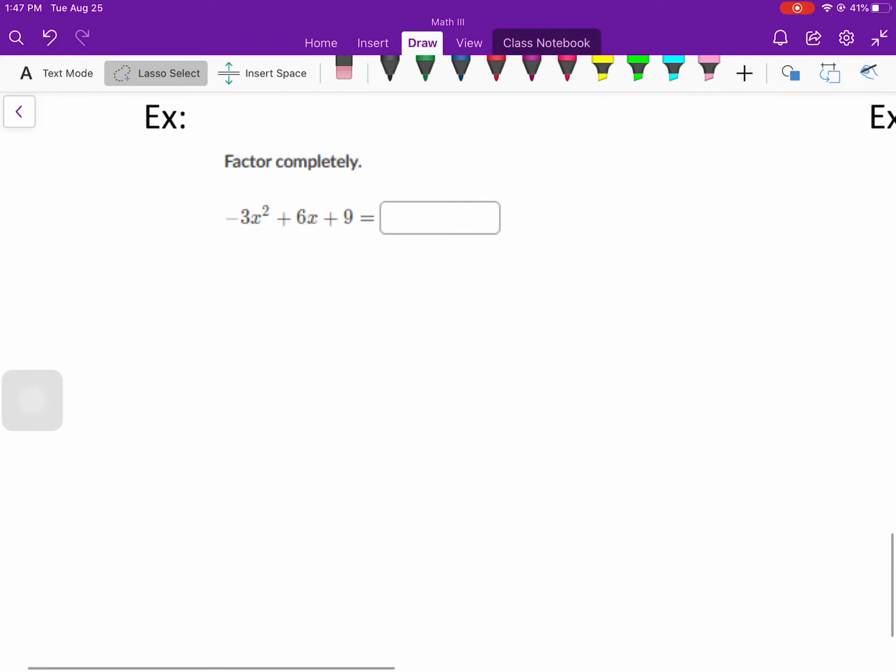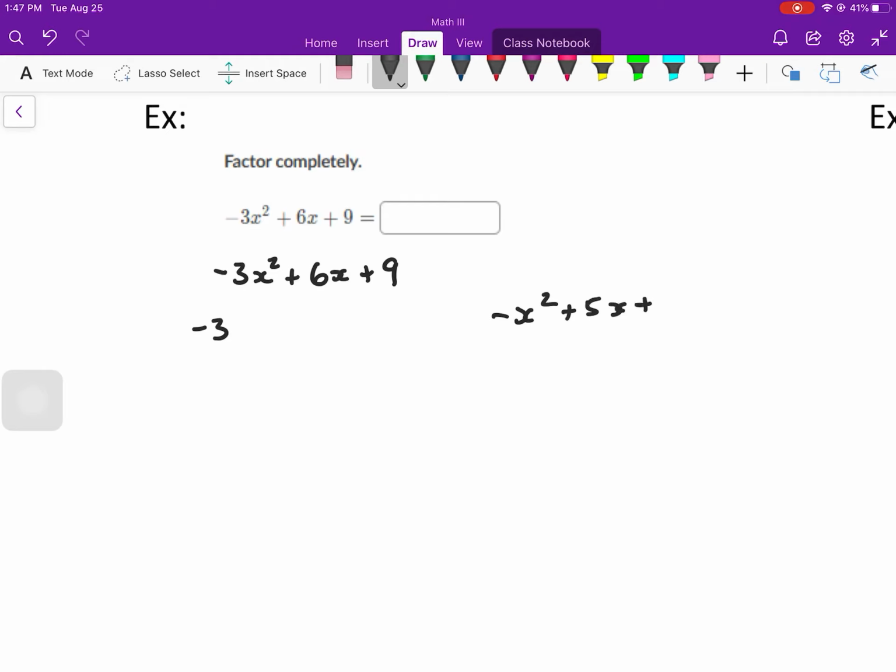Let's look at another one. I wanted to go over this one because there's a negative in the front. So I'm going to start by factoring out. You have to factor the negative. If it was just a negative x squared plus 5x plus 6, you have to factor that negative out before you begin. You have to have negative 1 times x squared minus 5x minus 6. So you would have to do that if you have the negative up front.